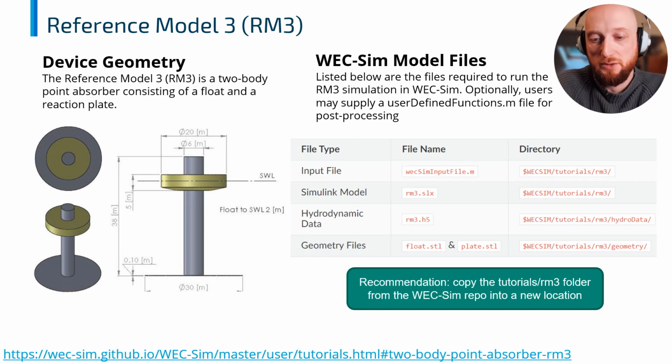So here's Reference Model 3, or RM3. It's a two-body point absorber consisting of a float, which is the gold body in this diagram. That float is a torus shape, and it translates along the cylinder of the silver body, which also has a heave plate at the bottom of it. All of the files that you'll need to run this tutorial are available in the WEC-Sim tutorials directory under the subdirectory RM3, and I'd recommend copying and pasting that folder into a different location just to keep your WEC-Sim repository clean.